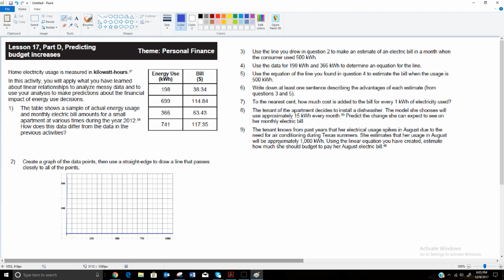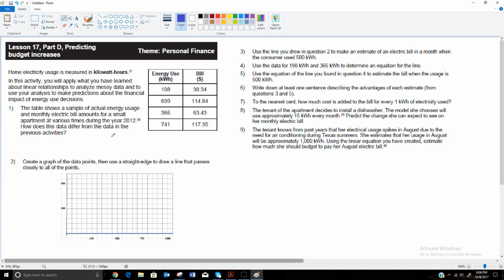So now we're going to conclude this unit by looking at some budget increases, and we're still talking about personal financing. We're still talking about modeling data, and we're going to look at this situation where we have electricity usage. Electricity usage is measured in what they call kilowatt hours. So this kWh means kilowatt hours, and it says the table shows a sample of actual energy usage and monthly electric bill amounts for a small apartment at various times during the year.